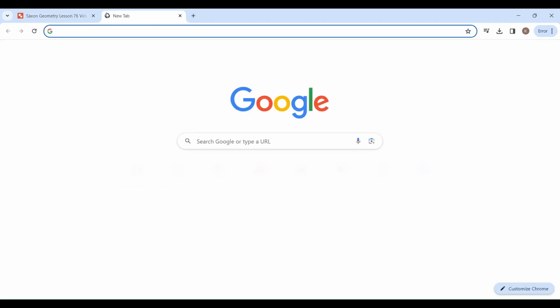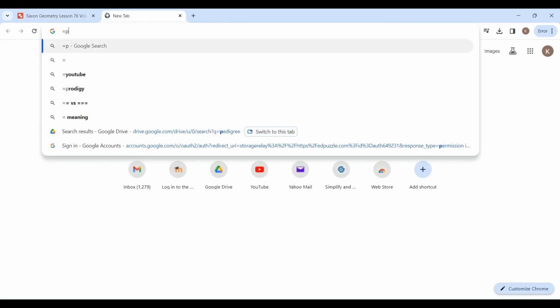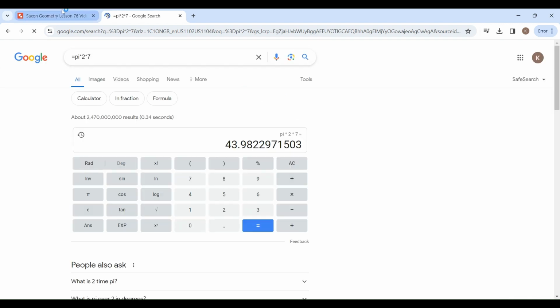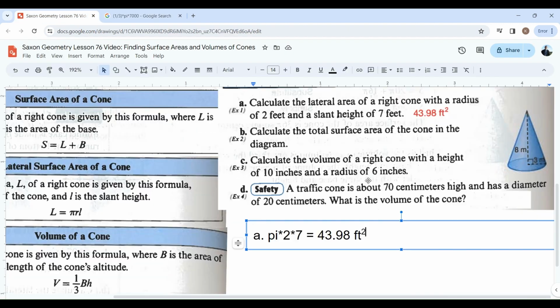So we're just going to use a calculator. Pi times 2 times 7 gives us 43.98. All right, and let's check our answer. 43.98 is correct. Let's go on to letter B.